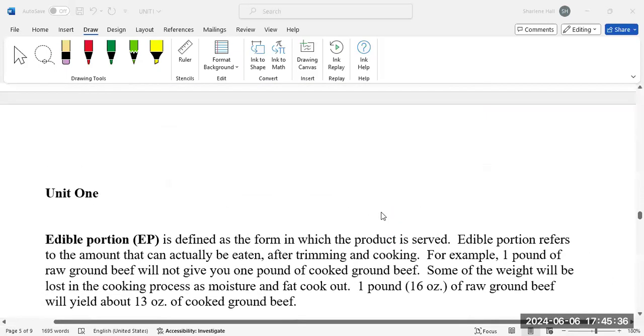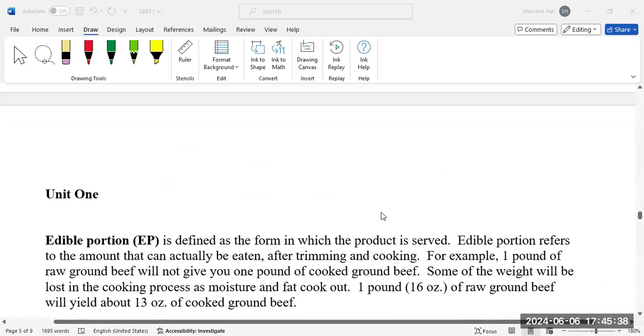So we're talking about edible portion. Edible portion, EP, is defined as the form in which the product is served. So you're serving me some gizzards that I absolutely love. You're serving me a shepherd's pie that I absolutely don't give a hoot about. You're serving me some nice KFC hot wings that I'll have at this point in time. That is my edible portion.